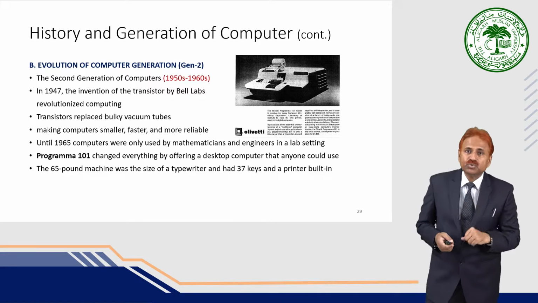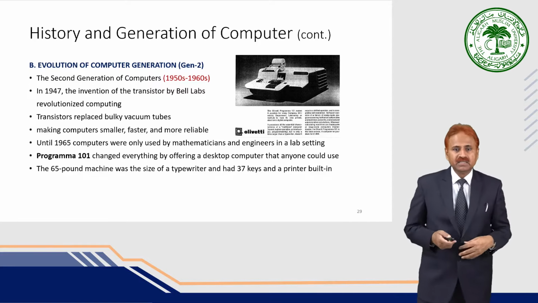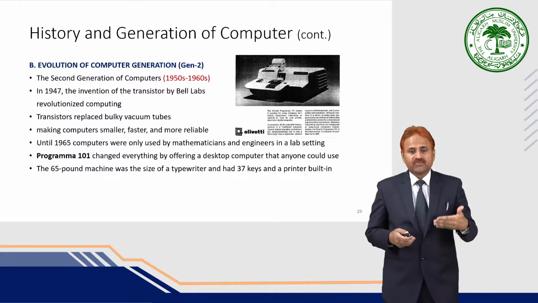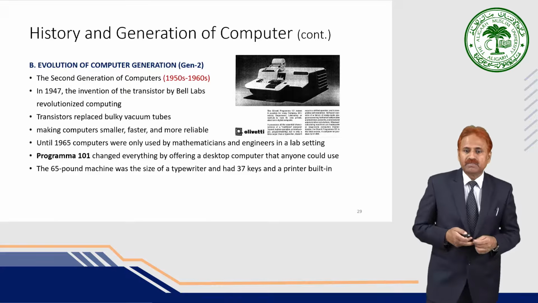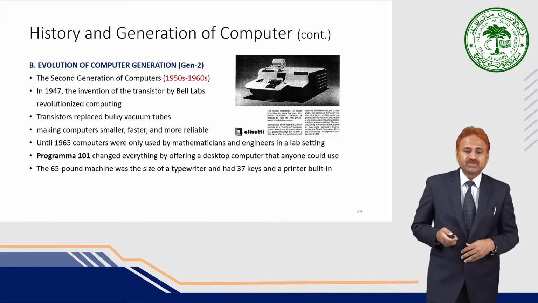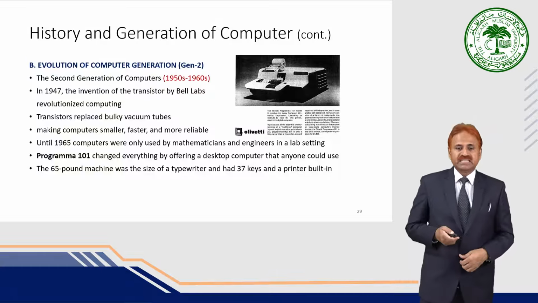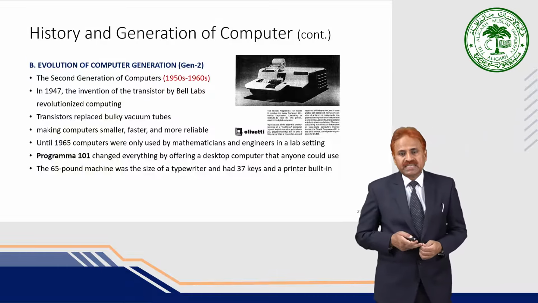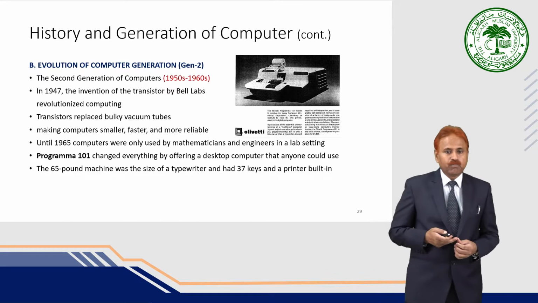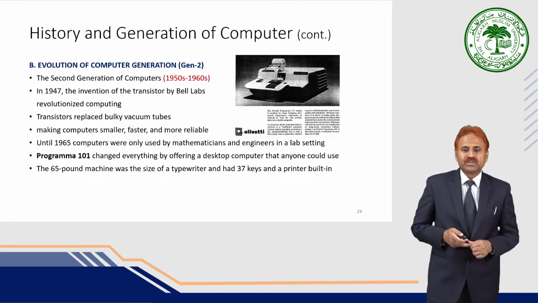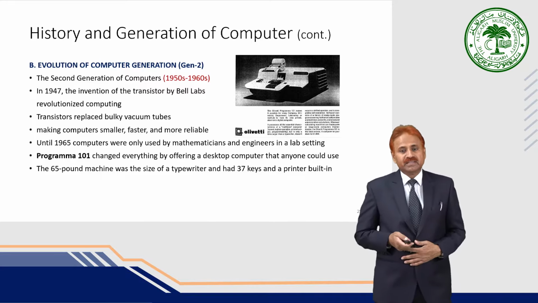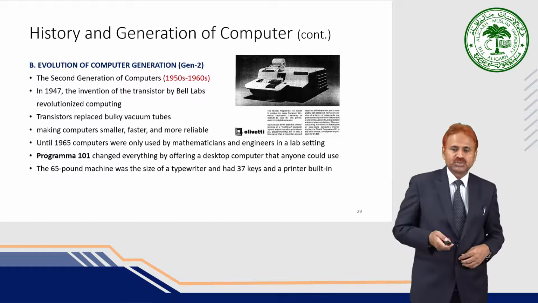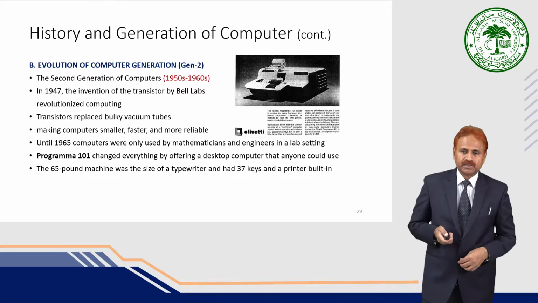Transistors were used in place of vacuum tubes in the second generation computer, making computers smaller, faster, and more reliable. Until 1965, computers were only used by mathematicians and engineers in a lab setting. Programma 101 changed everything by offering a desktop computer that anyone could use for their computing purposes. The 65-pound machine was the size of a typewriter and had 37 keys and a printer built in. You can see the picture of one such second generation computer over here.